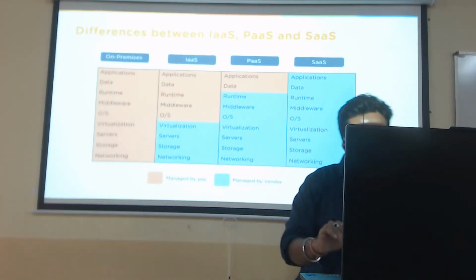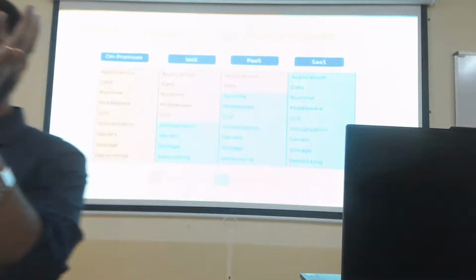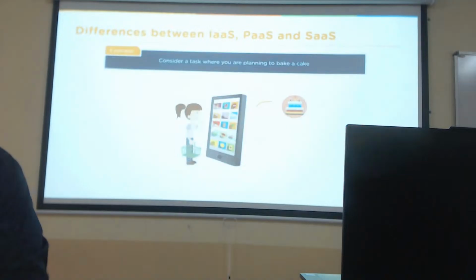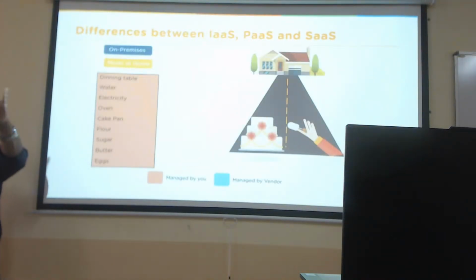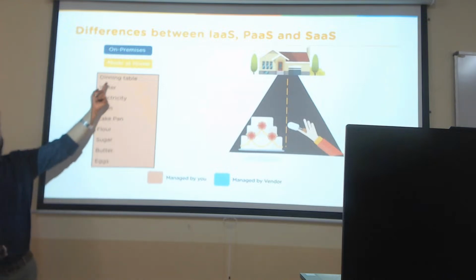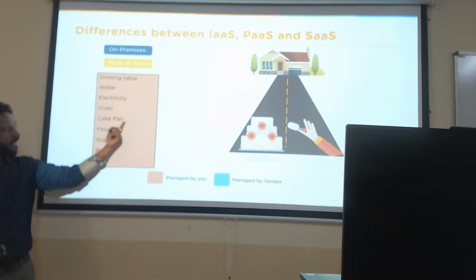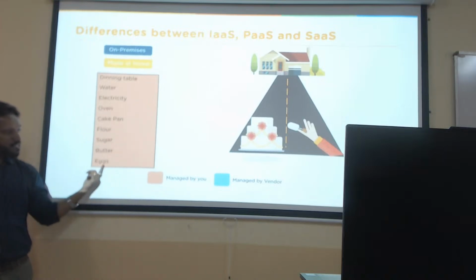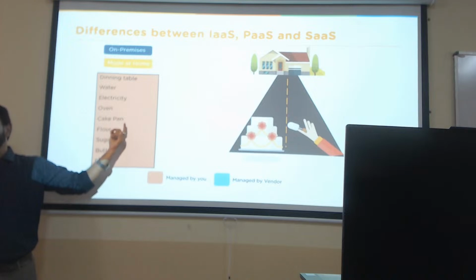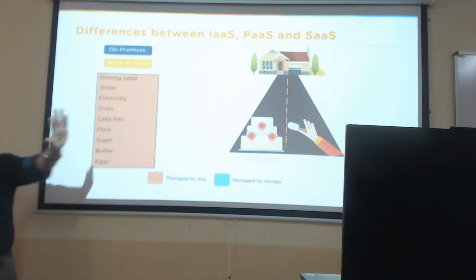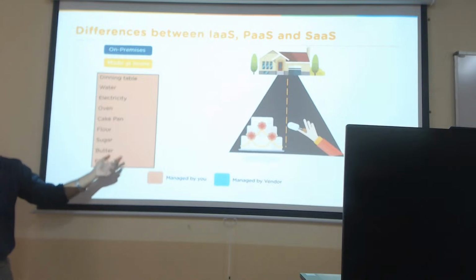I'll give you an example. Consider this: suppose you are trying to make a cake at home. You need your dining table, water, oven, cake pan, flour, sugar, butter, eggs, everything, right? This is a simple example of on-premises, a physical server that you have in your own building or your own company. Difficult to manage or easy to manage?